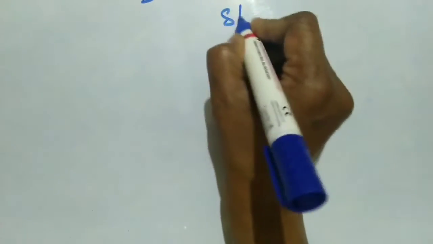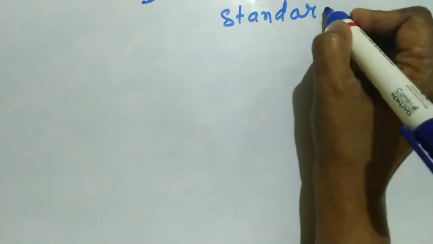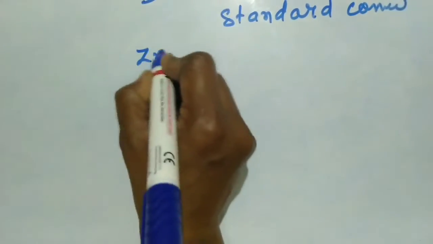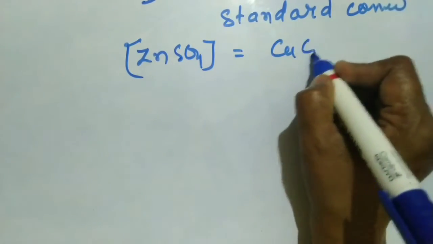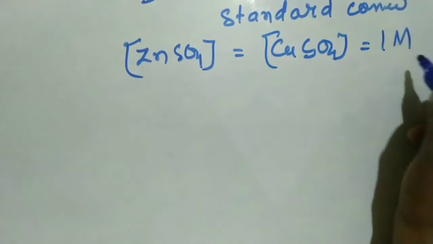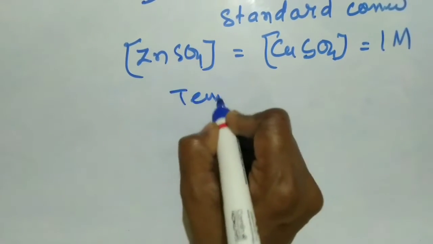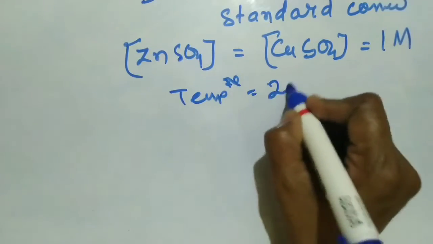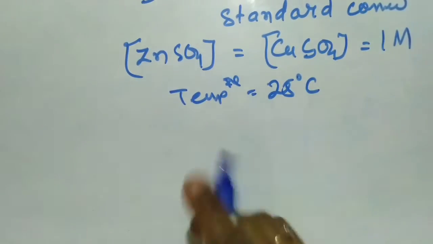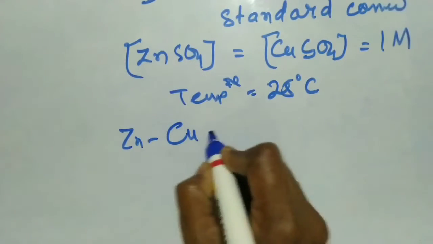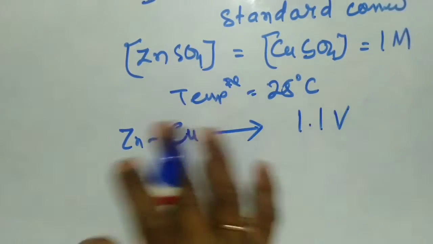We can also measure the EMF of this Daniell cell at the standard condition, when the zinc ion concentration and copper ion concentration are 1 molar, the temperature is 25 degrees centigrade, and the pressure is 1 atmosphere. Then the cell EMF of this zinc-copper Daniell cell is 1.1 volt. I will tell you how we determine this.